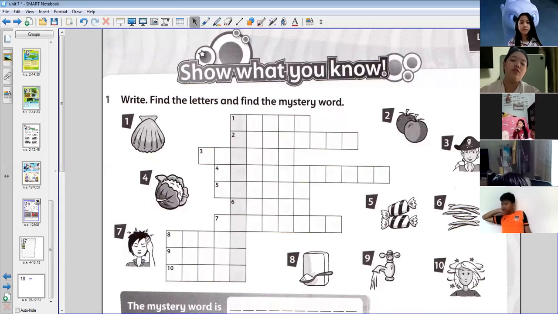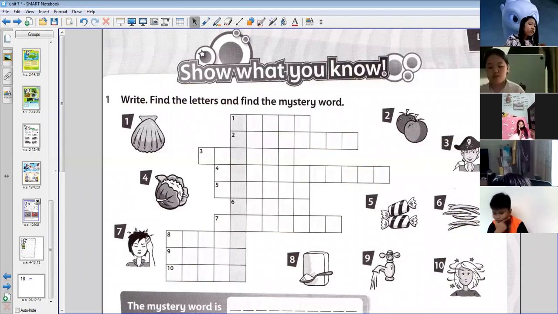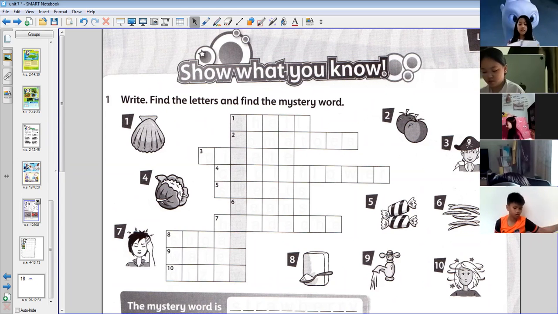Naman, what page is this? Page number 79 in activity book. Thank you very much. Everybody turn to page 79 in your activity book. So this is really finishing Unit 7 now.